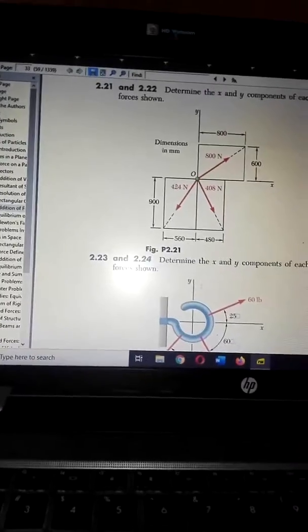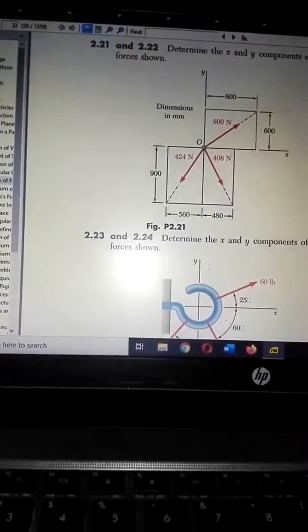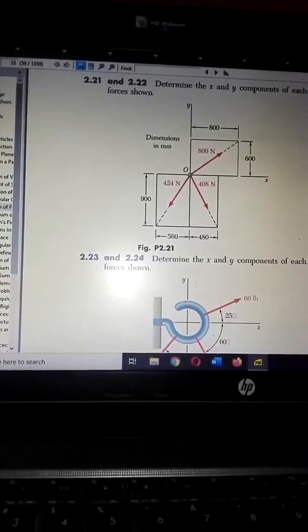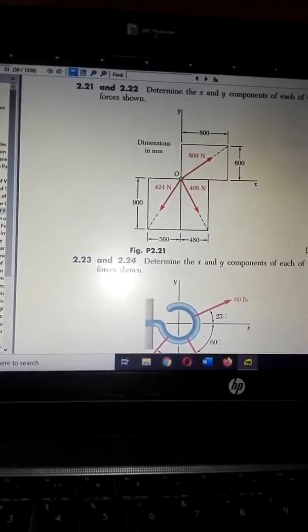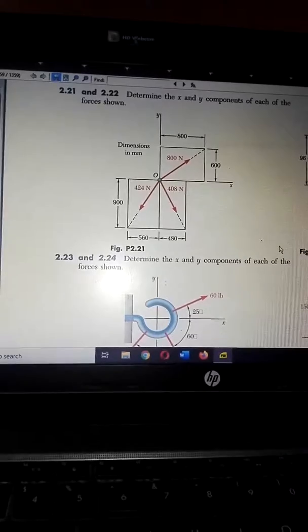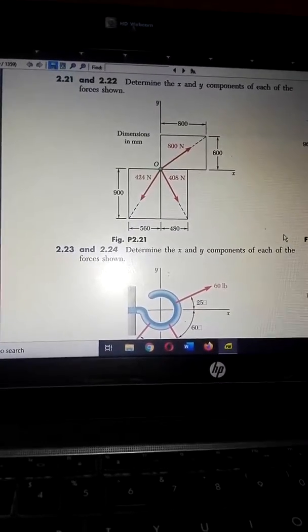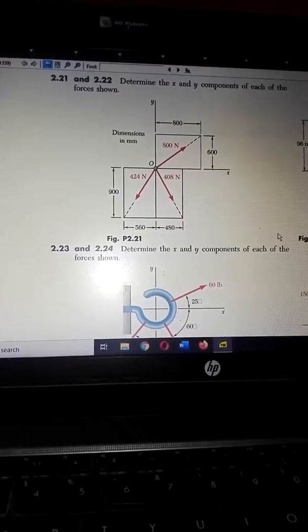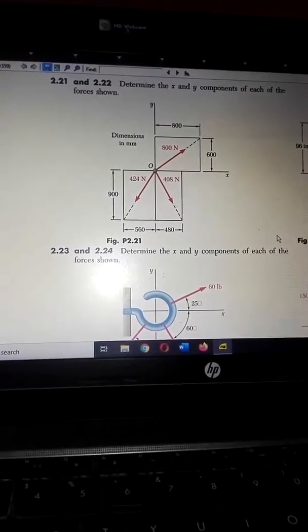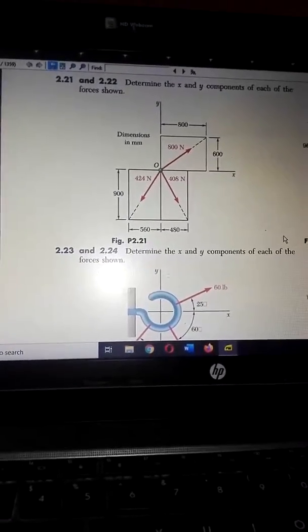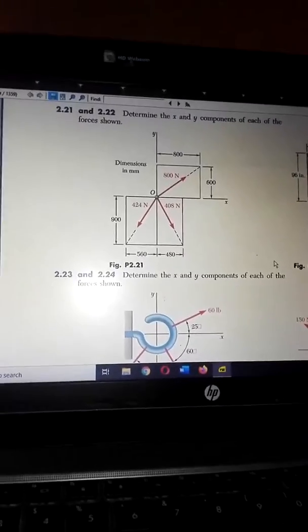So look at problem 2.21. Problem 2.21 says you should determine the x and y components of the forces shown. Look at the forces. You have the 424 Newton force, the 408 Newton force, and the 800 Newton force. You want to get the x and y components. That is quite straightforward. I'm not going to solve this for you. I'll just tell you what to do with a situation like this.